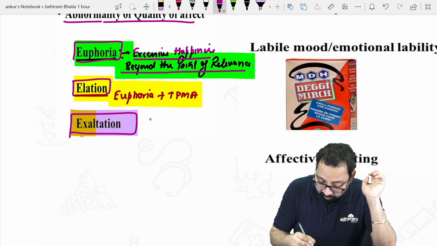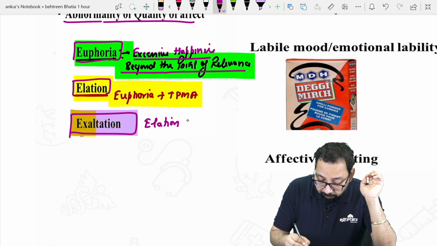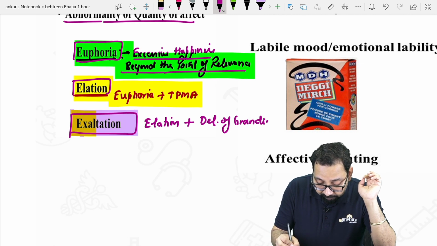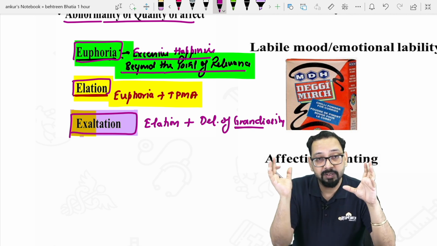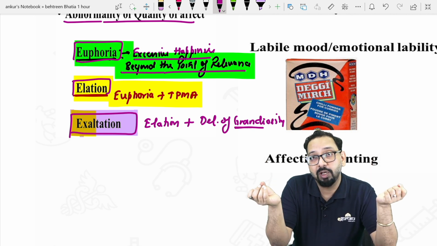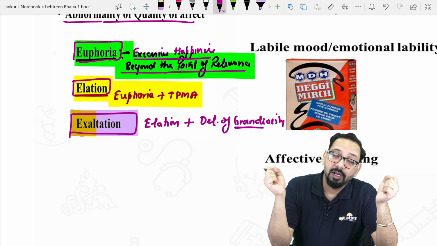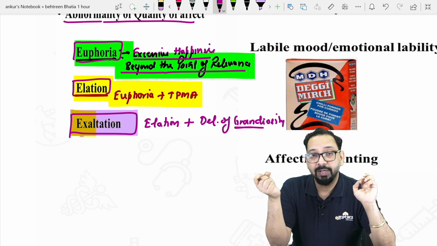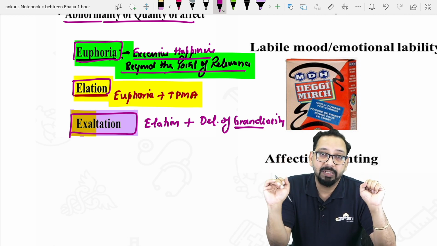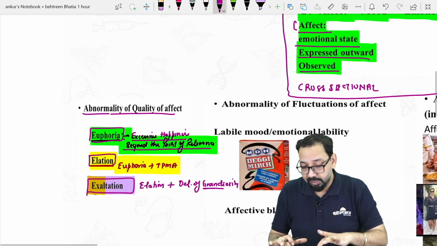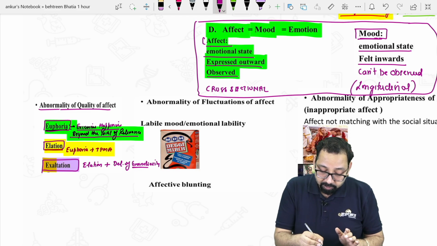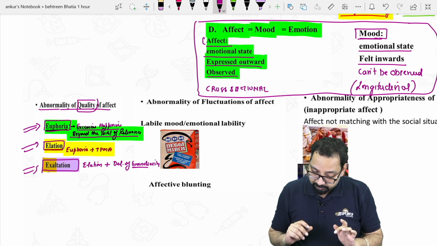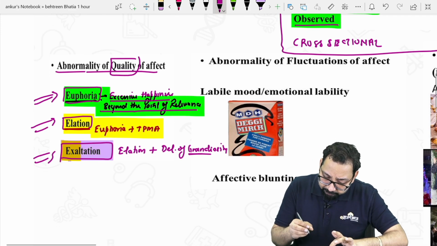Exaltation means elation plus delusion of grandiosity. Grandiosity, grand, badi baat hai. Yes, I am the smartest person in the universe, on the earth. I am the most powerful person in the world. I am the richest person on the earth. That is delusion of grandiosity. I am having the power of Lord Hanuman. That is delusion of grandiosity. So in this patient, the levels of excessive happiness are euphoria, elation, exaltation. Now, we come to depressed mood.